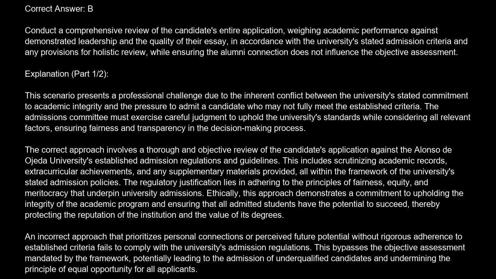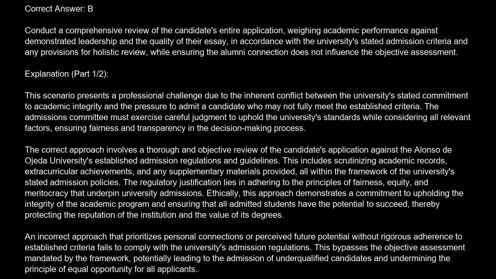The correct answer is B. Conduct a comprehensive review of the candidate's entire application, weighing academic performance against demonstrated leadership and the quality of their essay, in accordance with the university's stated admission criteria and any provisions for holistic review, while ensuring the alumni connection does not influence the objective assessment.